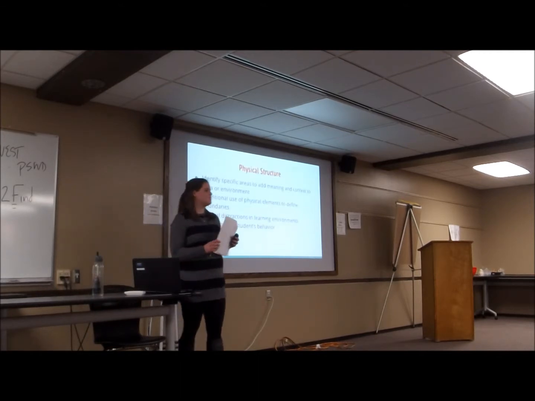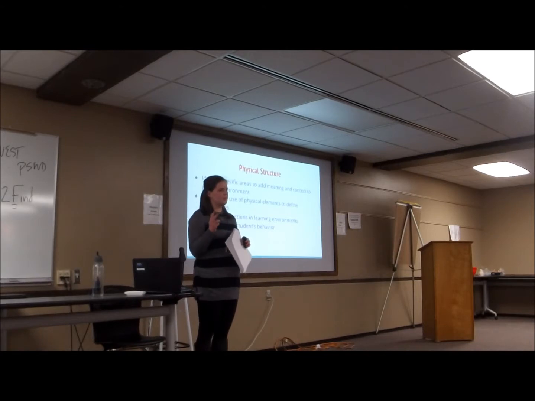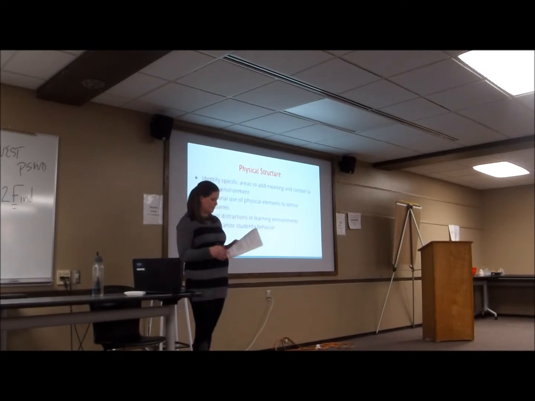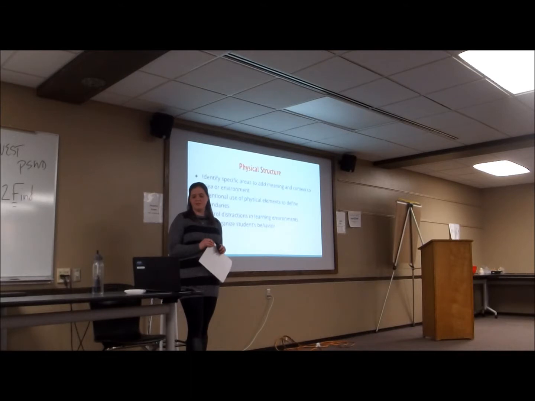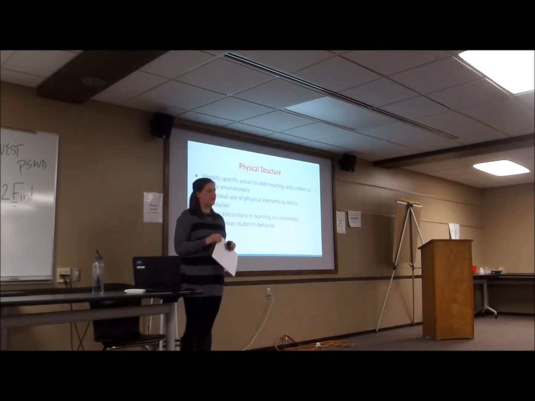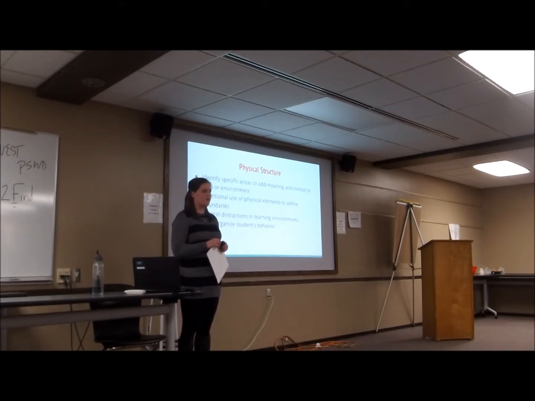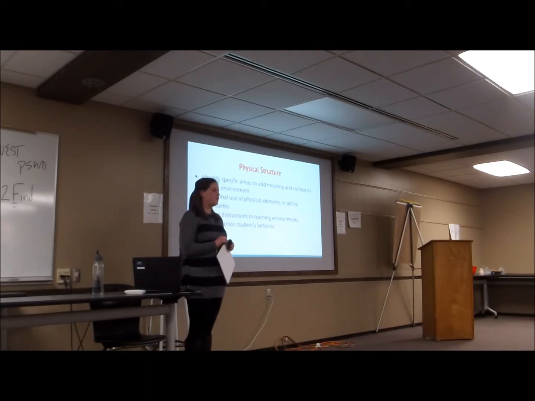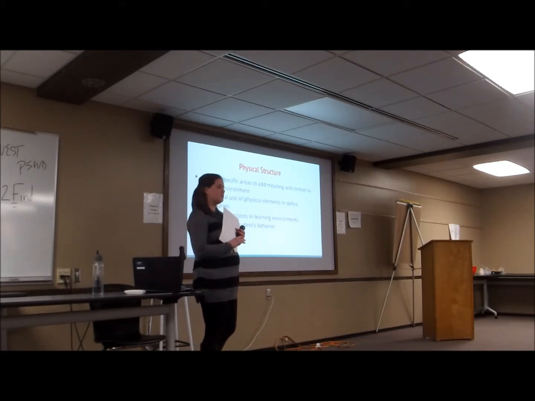All right, so like I said, we're going to go over physical structure, we'll go through schedules, and then we'll go through that kind of work task system. So the first area we'll look at is the physical structure of the classroom. When we're setting up the classroom or any area, when working with a student with autism, what you're going to want to do is you're going to identify specific areas to add meaning and context to the area or the environment. And you're going to do this using either physical barriers or more abstract barriers.